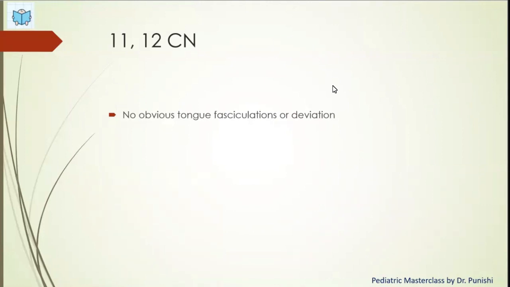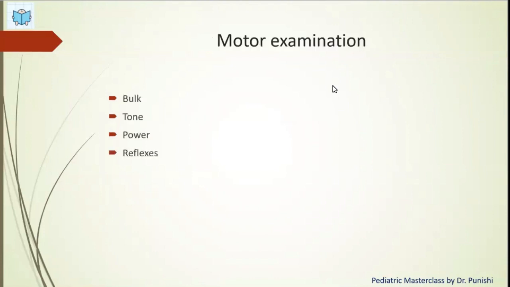12th cranial nerve, if there's no obvious tongue fasciculation or deviation, then it is less likely to be involved. Now, moving ahead with the motor examination. So, in motor, you will look at the bulk, tone, power, and reflexes. Now, remember, in all of these examinations, you will be doing it as inspection and palpation.